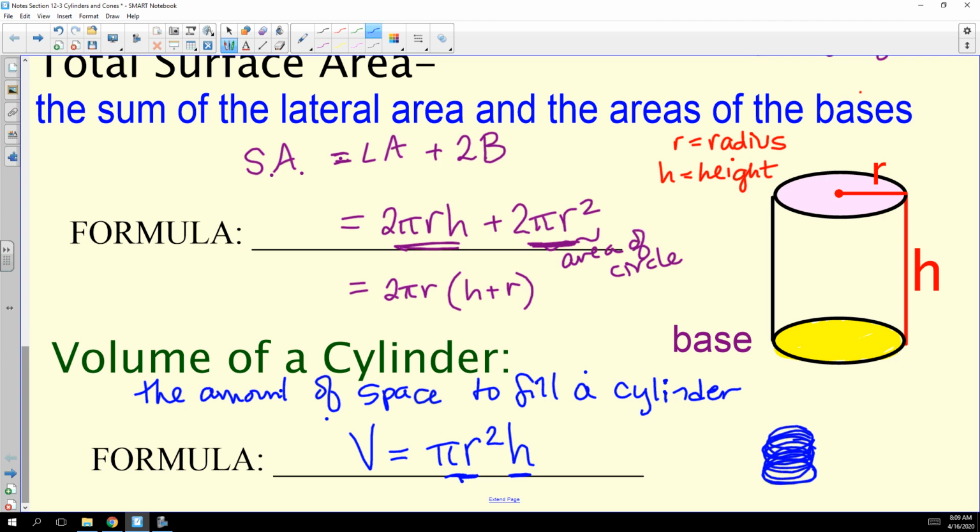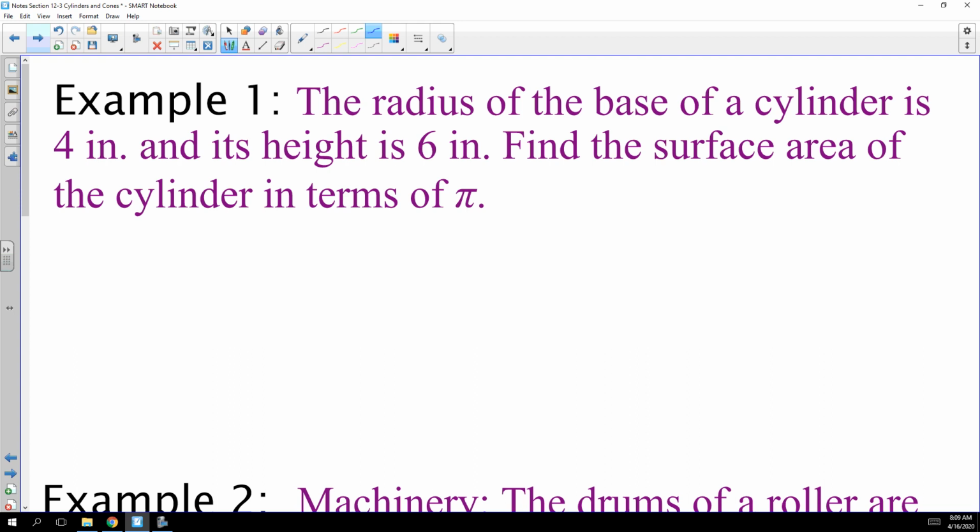Okay, so let's move on and see about applying some of these a little bit. The radius of the base of a cylinder is 4 inches and its height is 6 inches. We want to find the surface area in terms of pi, right? This means not approximately. We're not going to approximate that at all.